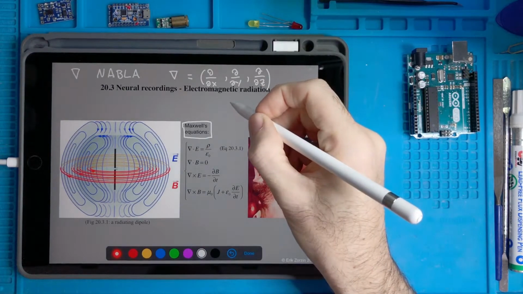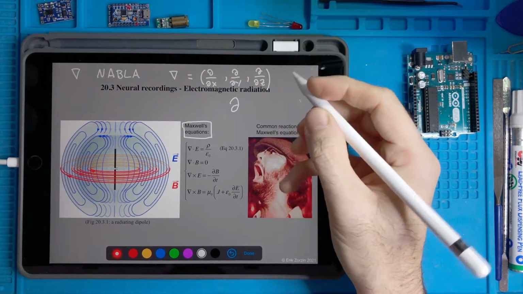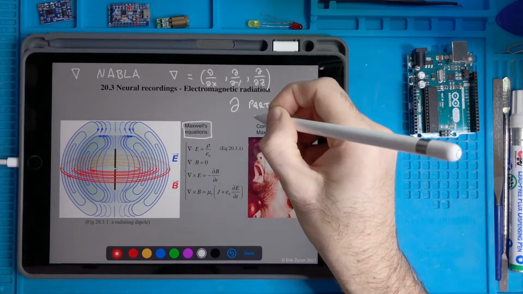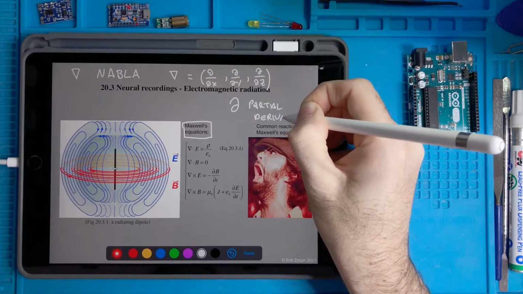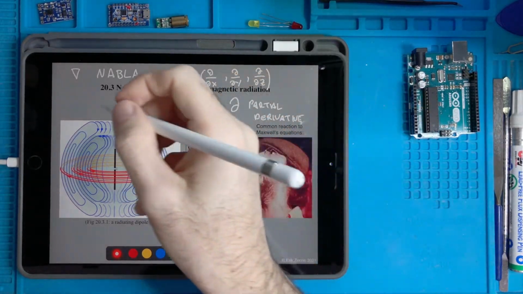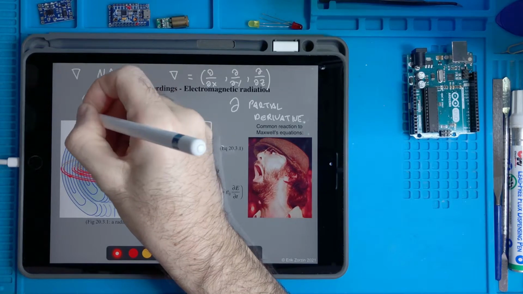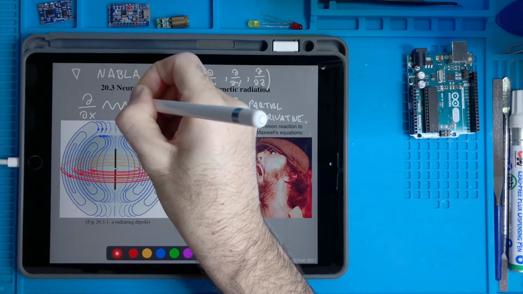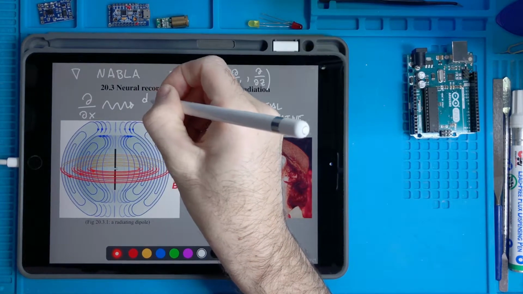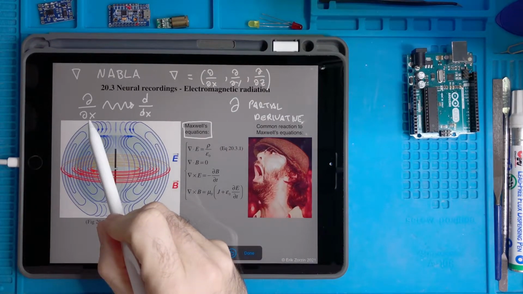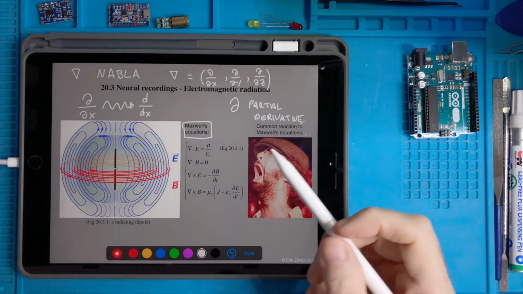Where this symbol is the partial derivative. So when I say this, let's say not exactly, but I mean something like that, derivative with respect to a variable.